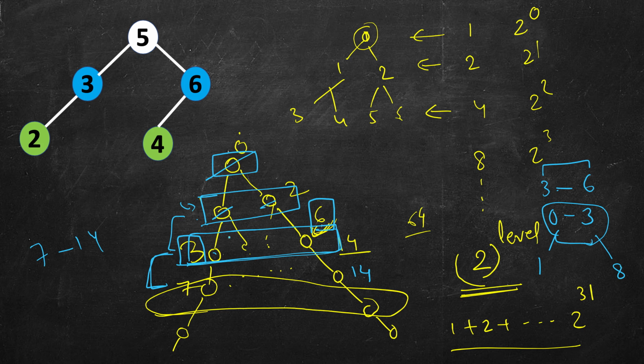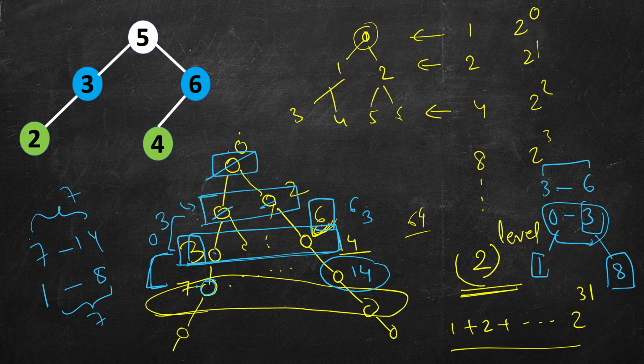So if we make it 0 to 3 instead of 3 to 6, then the index of this will become 1 and the index of this will become 8. We have to double it and add 1 for left, and double it and add 2 for right. So again you see that here the difference is 7, here also the difference is 7, and in the next level also it will propagate like this. So once we are done with a level, we will reset it. We will take the first index as 0 always.